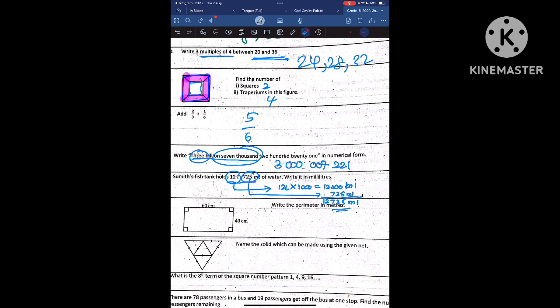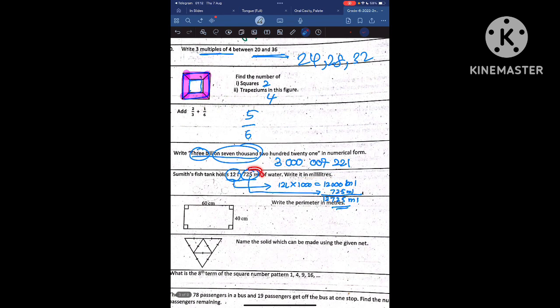So see, they are asking to convert into milliliters. So 725 is already in milliliters, so there is nothing to convert, right? Nothing to convert because it's already converted. What do we have to convert? We have to convert the 12 liters only. If I am converting liters into milliliters, what do I need to do? I need to multiply by 1000. How to multiply by 1000? Just add 3 zeros at the end.